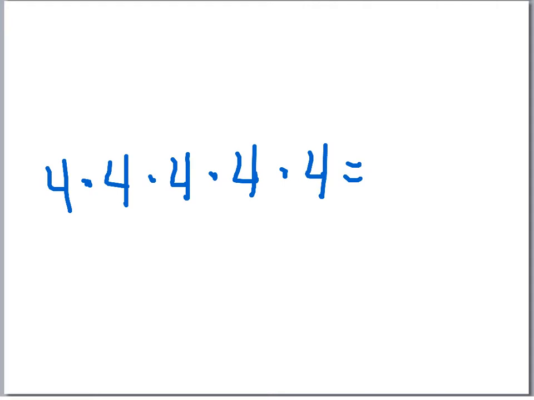So you could write it out like this and go through your multiplication. 4 times 4, that would be what? 16. 16 times the 4, that would be 64. 64 times, well, we won't go there. But might there be an easier way to write this? That's where the exponents come in.